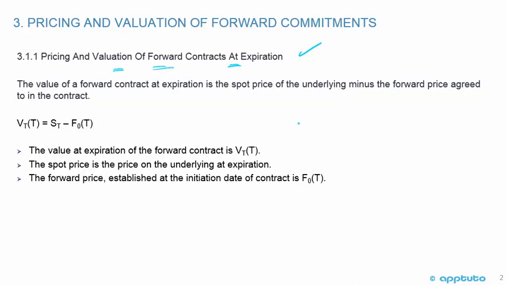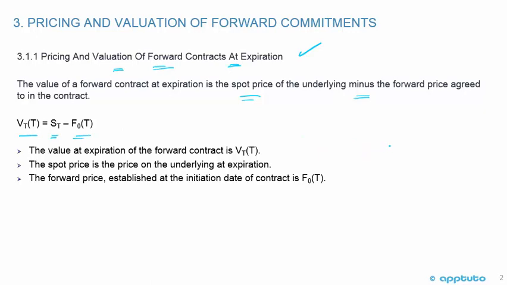And the value of a forward contract at expiration is the spot price of the underlying minus the forward price agreed to in the contract. So we can see VT here, the value at expiration, equals the spot price at expiration minus the forward price that was agreed to at the beginning of the contract. So that's fairly easy to understand.